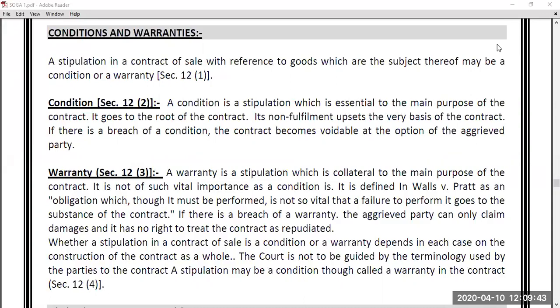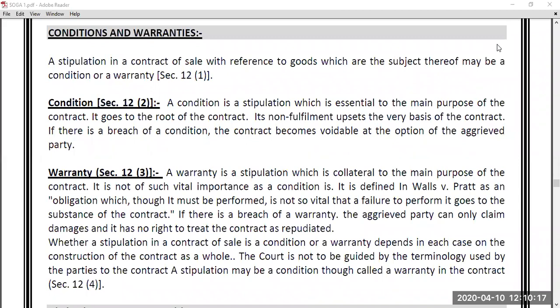If a condition is violated later on, if the buyer purchases the product and later comes to know that the condition, that means the essential statement made by the seller at the time of selling the product, is false, is wrong, then in that case the buyer can repudiate, rescind, cancel the whole contract by handing the product back to the seller and can claim the whole price from the seller.